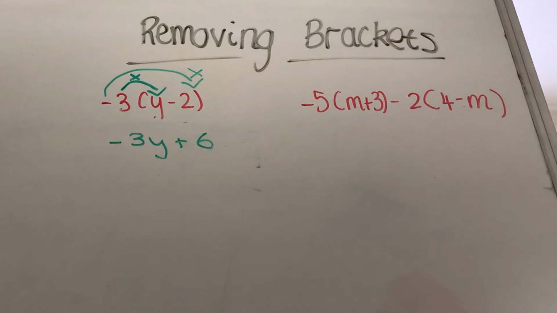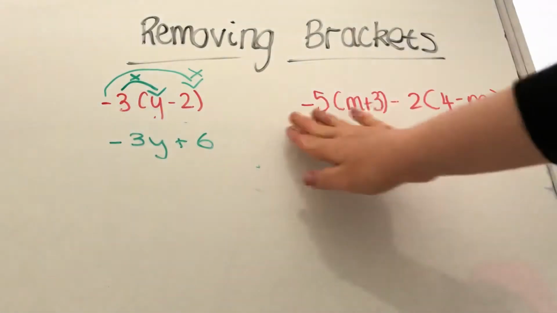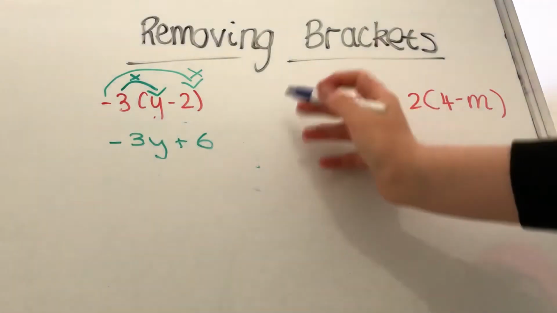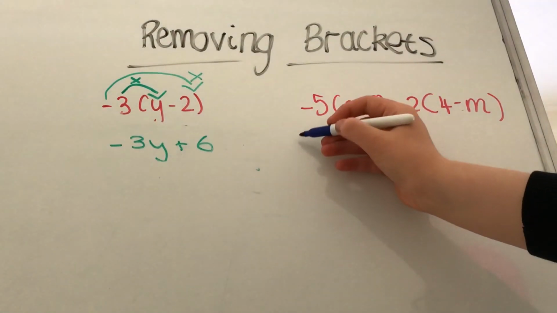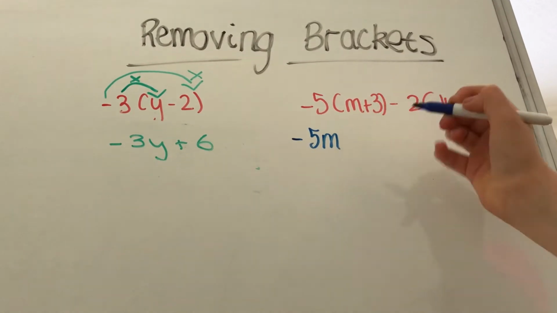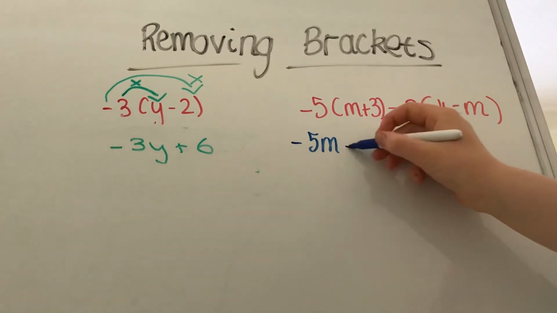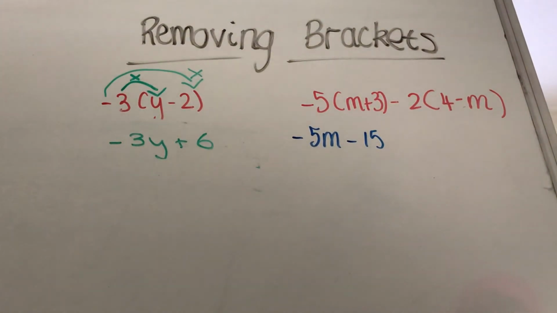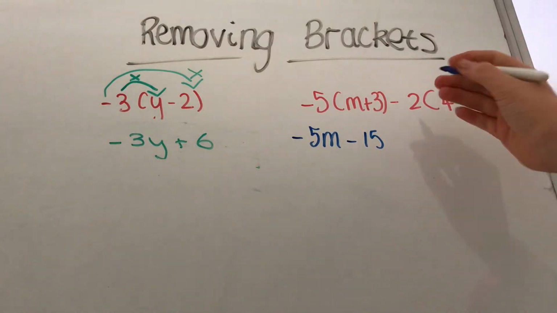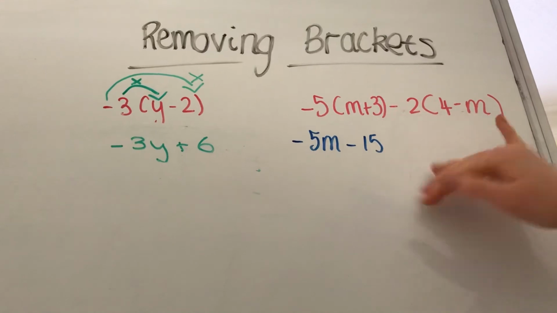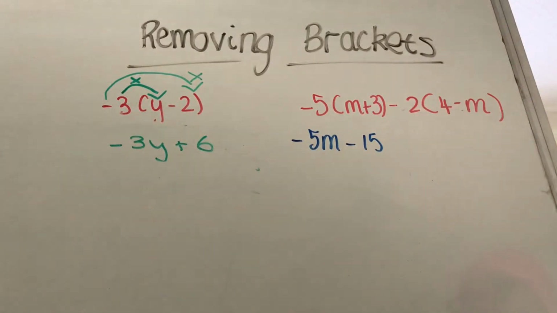So what I'm going to do is handle this section first. I won't go through it all again, I'll just give you a very quick talk through it, just because I don't want to bore you guys. So -5 times positive m will be -5m. -5 times positive 3 will be -15. And then what we want to do, I don't want to bring this minus symbol down, because if that was a -4, that would be +8. So I wouldn't put that in until we've sorted out this first.